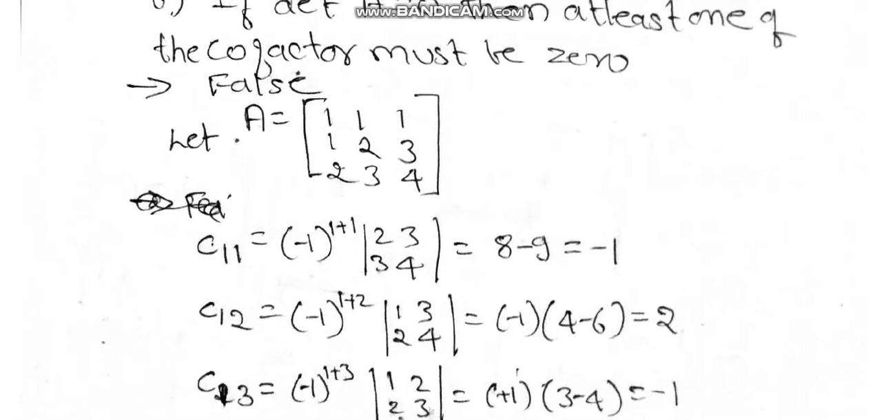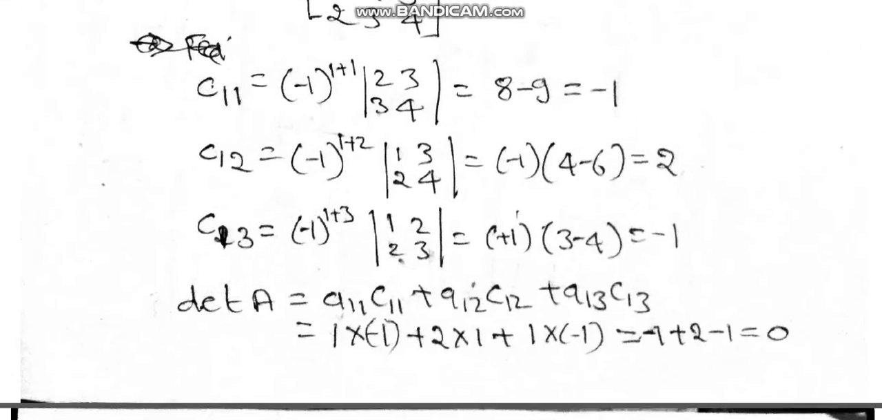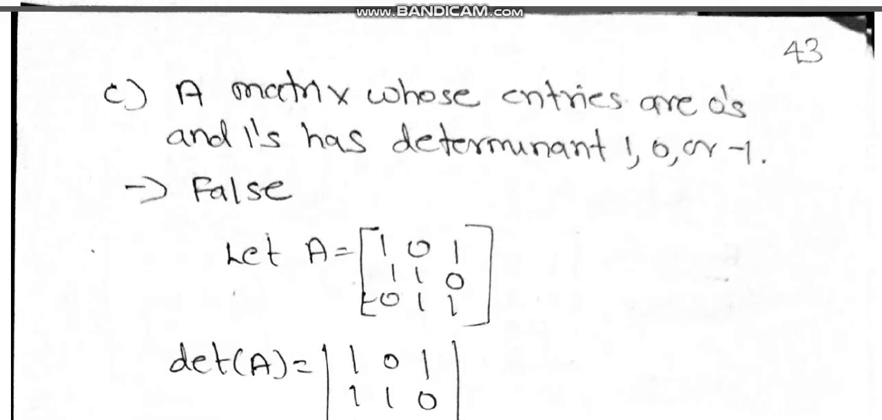But check the cofactors of 1, 1 and 1 in the first row. I'm taking the first row, so minus 1 raised to 1 plus 1, 1 plus 2, 1 plus 3. I'm checking the determinants 2 3 3 4, and 1 3. This I have explained how to do. So you can observe the cofactors are not equal to 0. So this statement is false. It's not necessary that if the determinant is 0, the cofactor has to be 0.